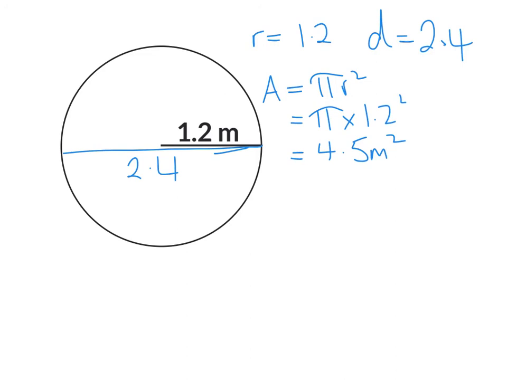Next, I'm going to go for the circumference. Pi times d. So diameter is 2.4, so pi times 2.4, which is, again after it's been rounded, 7.5.